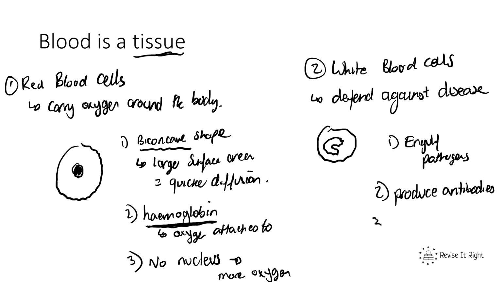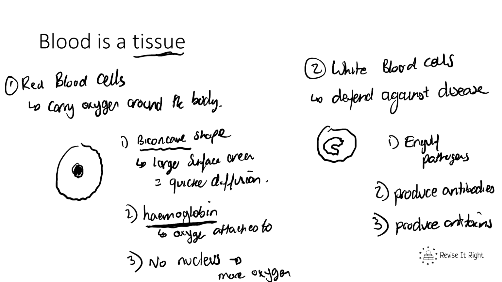And the third is they can also produce something called antitoxins. Now a toxin is something produced from a bacteria which causes harm. So they produce antitoxins which counteract the toxins produced. So again, making us feel better. So white blood cells are all about defending against disease, and that's the three ways they're adapted. They do have a nucleus, unlike the red blood cell.